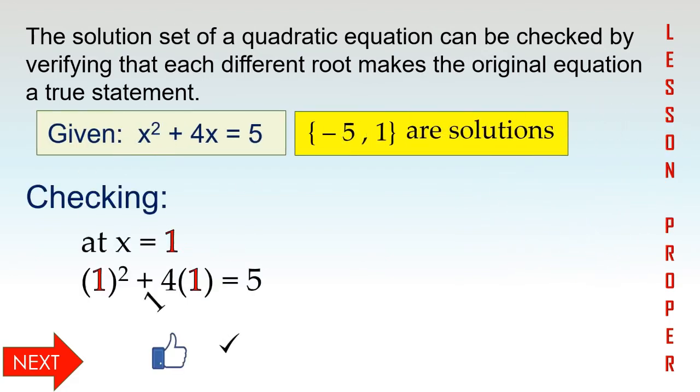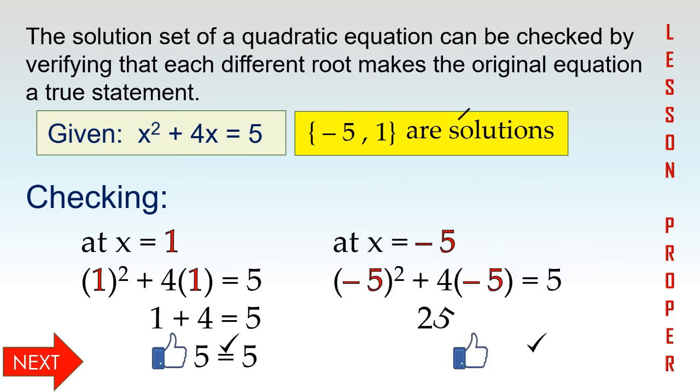For the checking, the given equation x squared plus 4x is equal to 5 at x is equal to 1, substituting the value of x, we now have 1 squared plus 4 times 1 is equal to 5. Simplifying it further, we now have 1 plus 4 is equal to 5. Then 5 is equal to 5. Therefore, 1 is a solution.